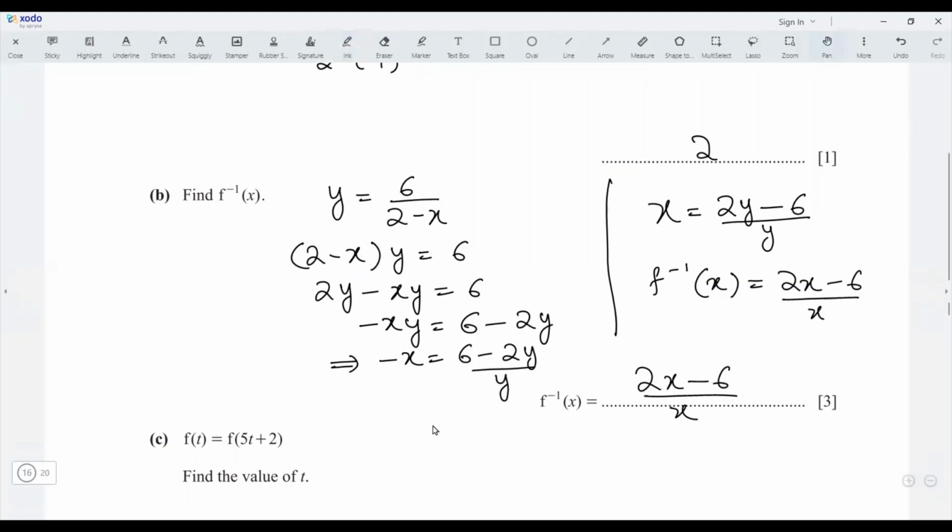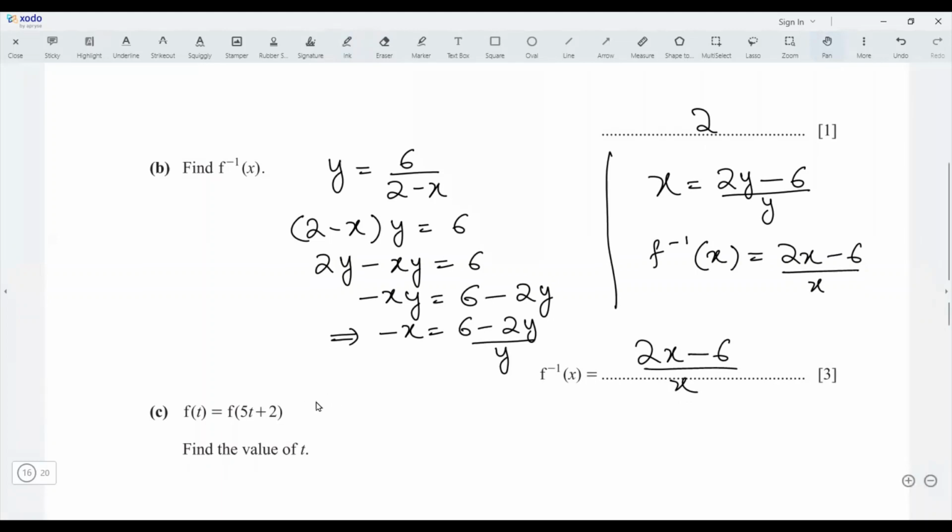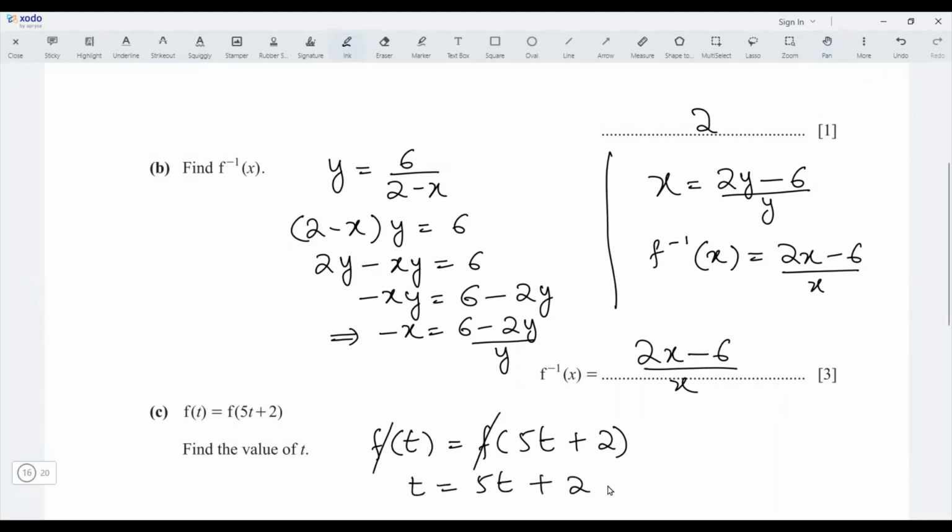So how to solve the next question? On both of the sides, the same function is given. There are two processes, but I'm going for the easiest one. So f of t equals f of 5t plus 2. If there are the same functions on both sides, we can cancel them as they are. So t will be equal to 5t plus 2. It is a linear equation in one variable.